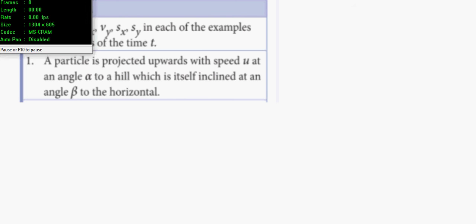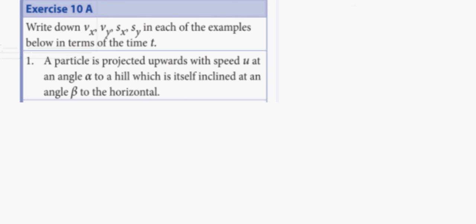Alright. Write down phi x, phi y, sx, sy in each of the examples below in terms of time t. First of all, draw yourself a picture. You're going to need a diagram. Please, in an exam, don't do a tiny diagram. You're going to be given a full answer booklet, alright?